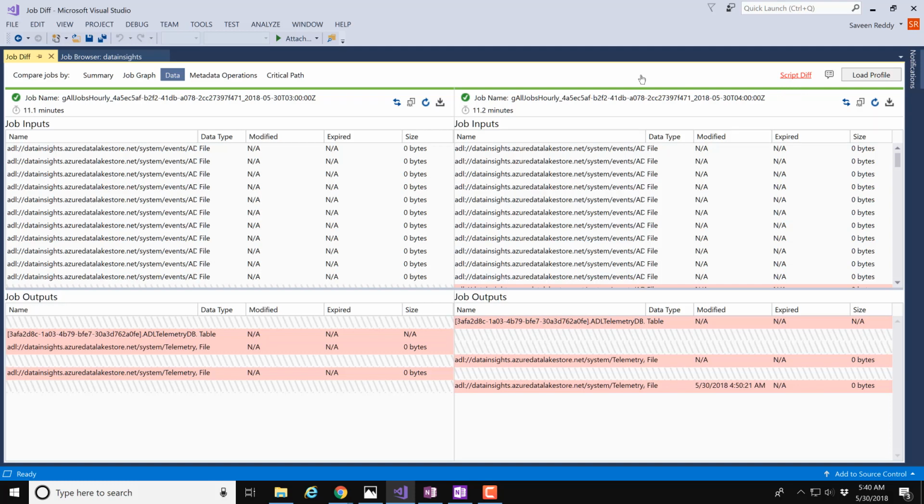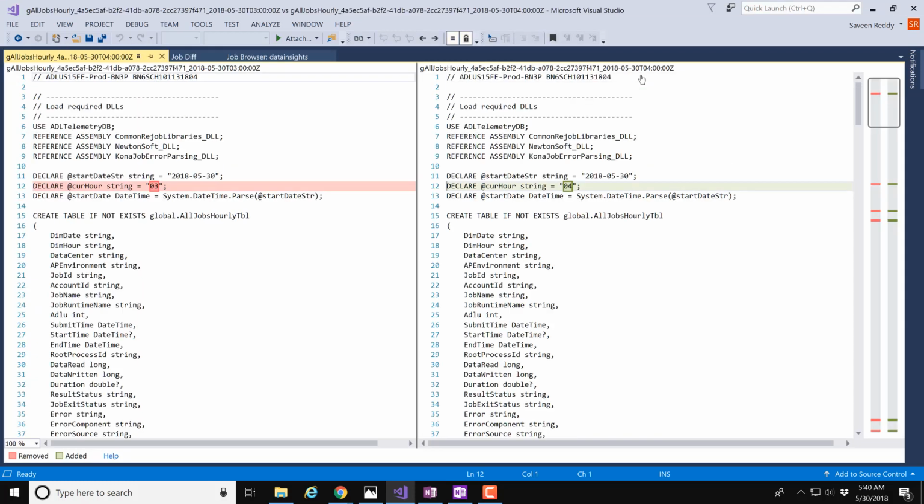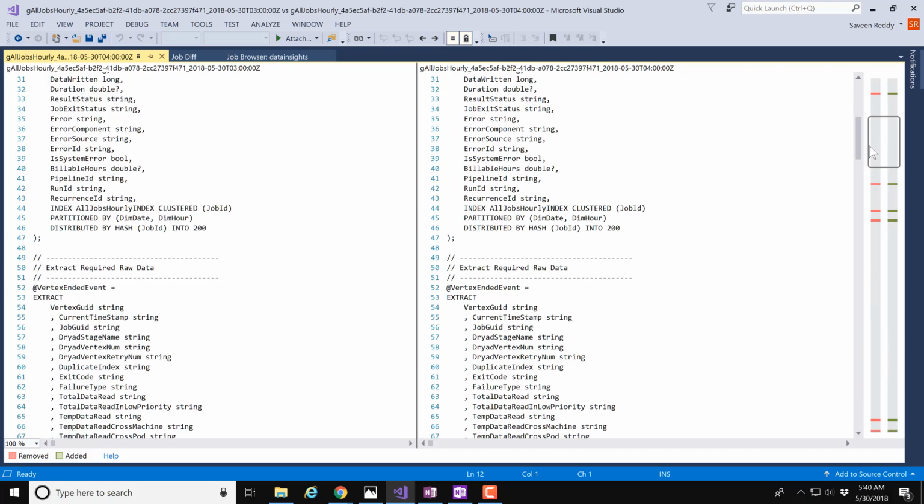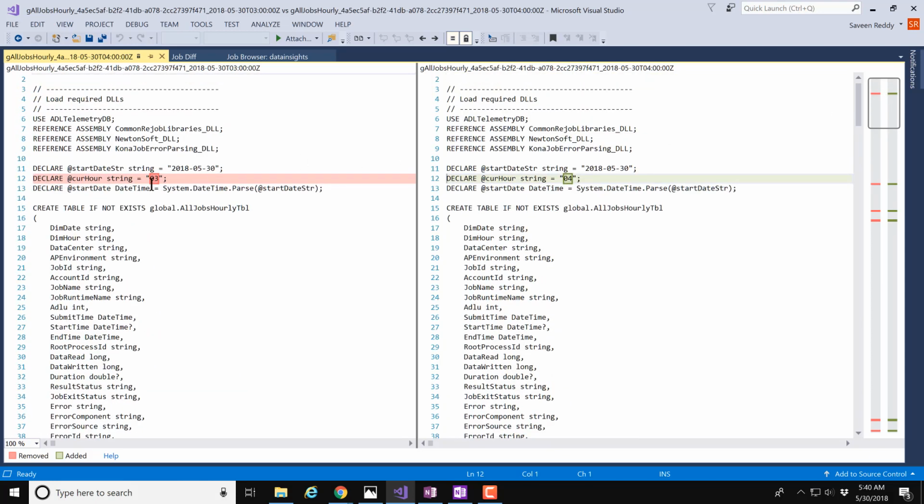I clicked script diff in the upper right-hand corner, and it's downloading the script from both jobs, and we're going to see a nice diff between the two and see if there are any differences. There we have it. On the right, there's a little map of the differences. I'm going to scroll down, and they're highlighted on the right. You can see the script really differs in just a few places. Primarily, the current hour is 3 on the left, 4 on the right. And that's the overall nature of the difference between the two scripts.